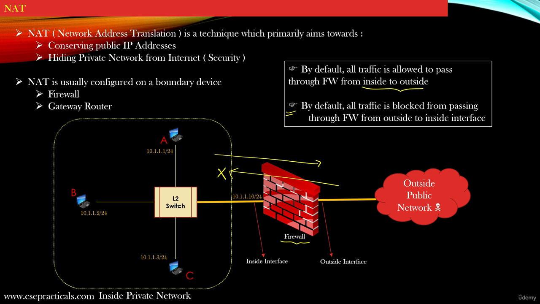So until or unless, as an administrator, you do certain configuration on this firewall device to allow the traffic from the outside public network to enter into the private network through the firewall, all the traffic is blocked by default. Alright. So network address translation is a configuration which is installed on this firewall device. Note that when I say outside public network, it means the open internet, and we already know that the open internet is pretty much an unsafe area.